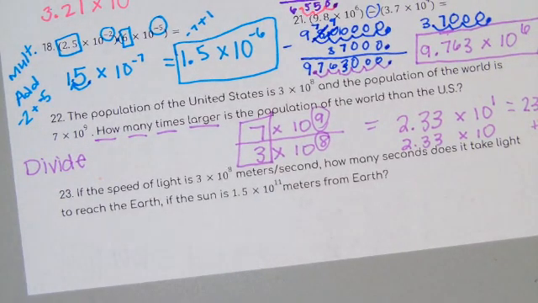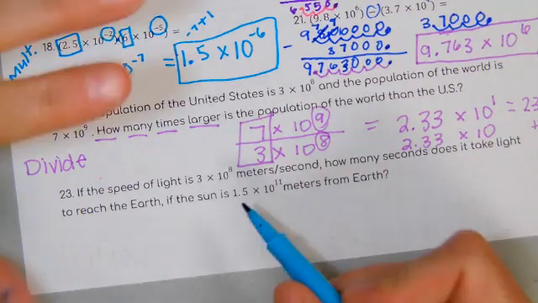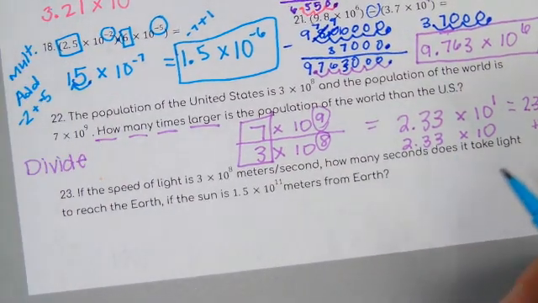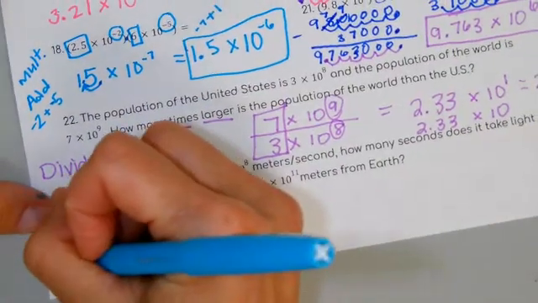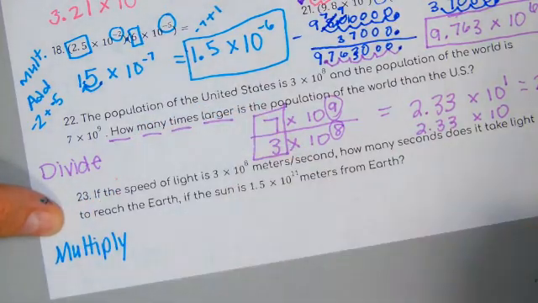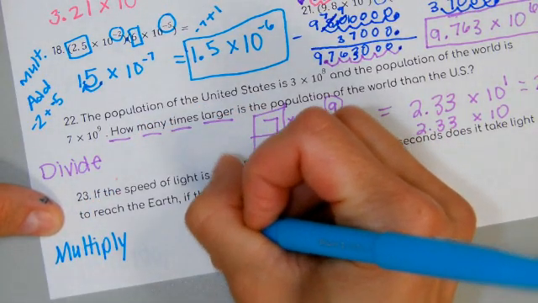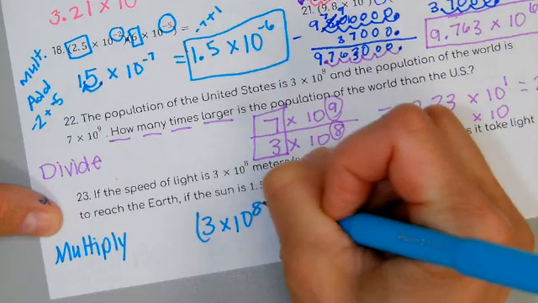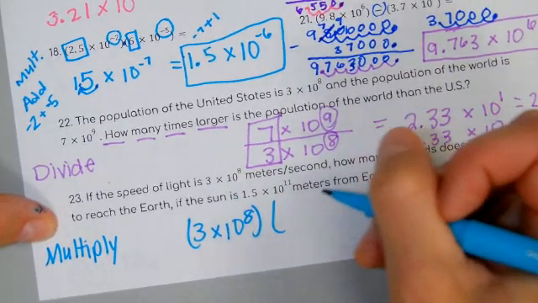There's not really a key word in here, but you've got to think about when we're talking about speed and distance, we're talking about multiplication. So this is a multiply problem. So we're going to multiply our speed of light times our distance from the sun.